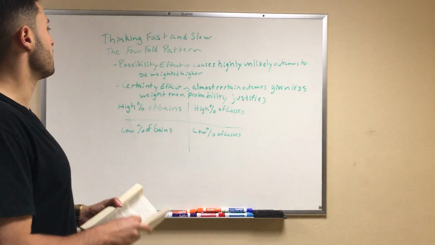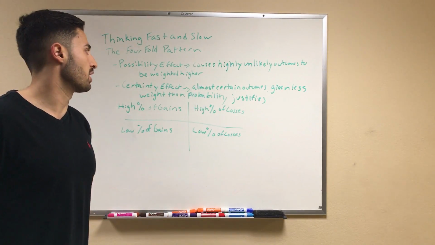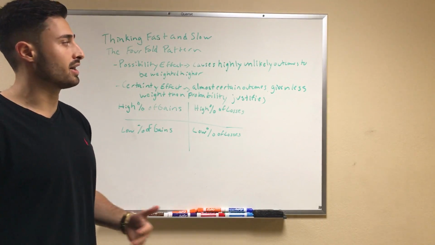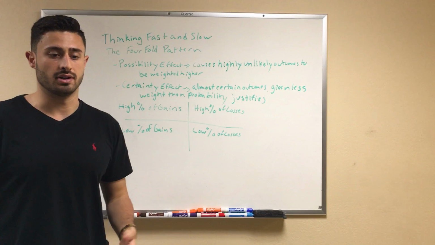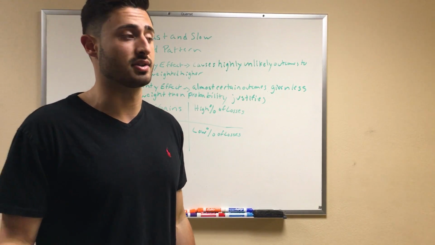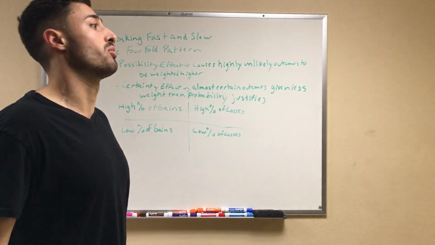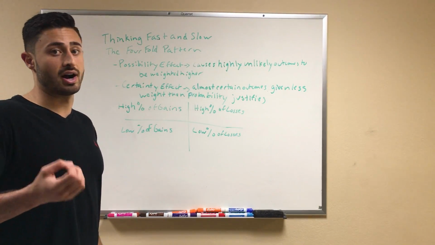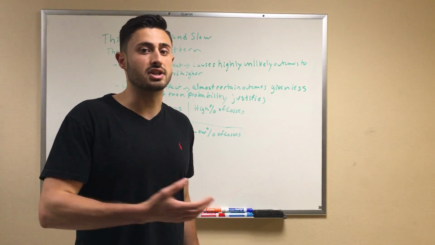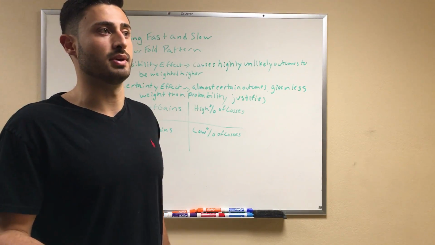So, the Fourfold Pattern. This is based off of two effects. The possibility effect, which states that the probability of something causes highly unlikely outcomes to be weighted higher based off of the situation. So if you have a 5% chance of winning $1 million, if you put $1 down, then people will raise that 5% chance so much higher simply because it's a highly unlikely outcome, but the attraction to that goal wants you to get there. So you're going to make that 5% seem like, oh wow, this could be a lot better than I actually think.